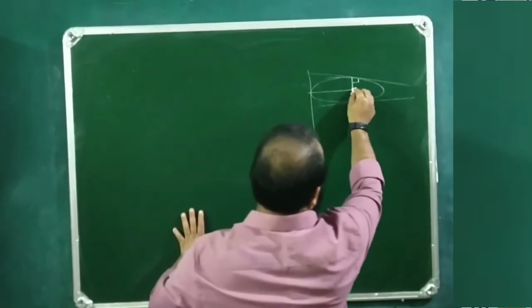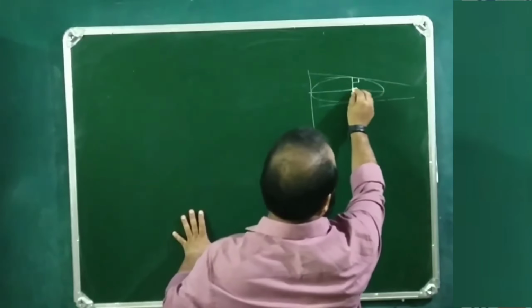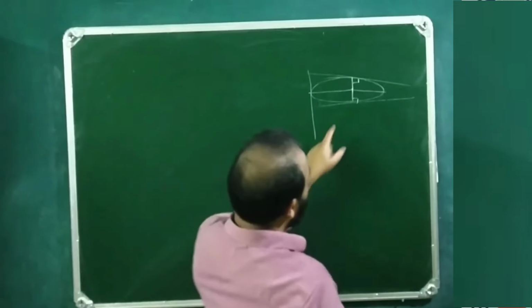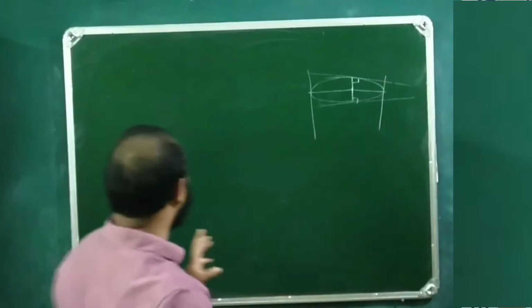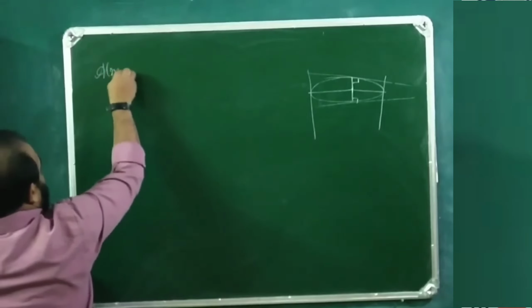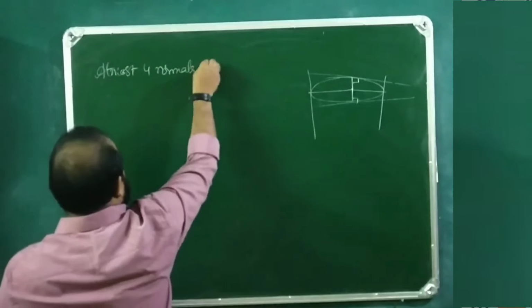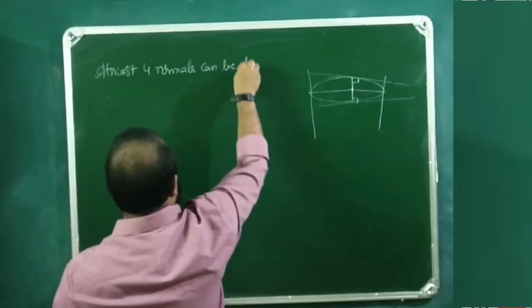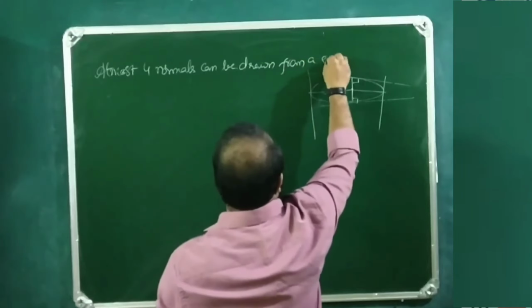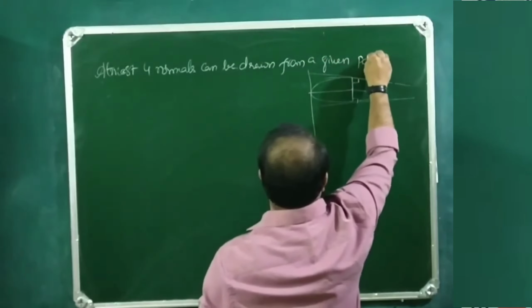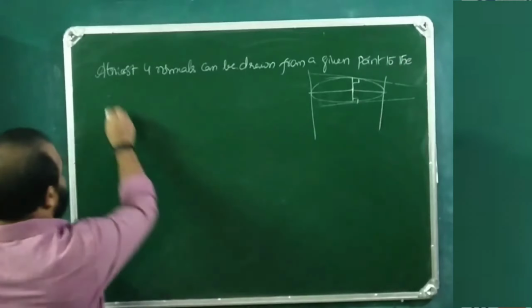And likewise this is the normal. So if this is the normal, this is the tangent. So therefore at most four normals can be drawn from a given point to the ellipse.